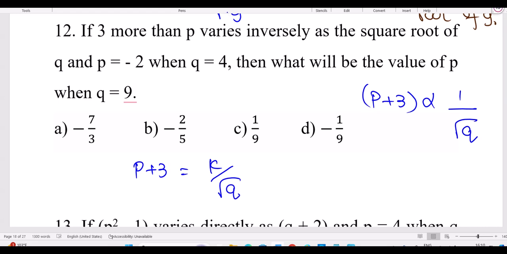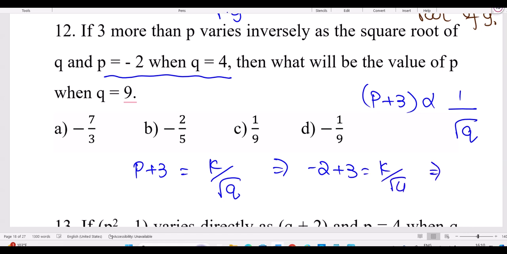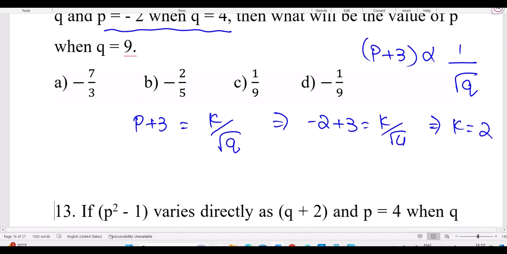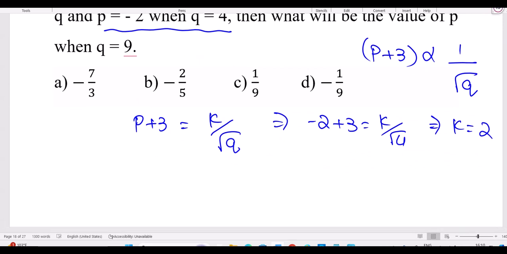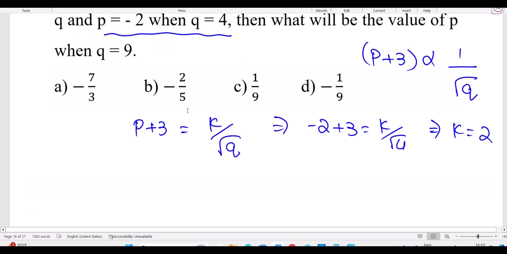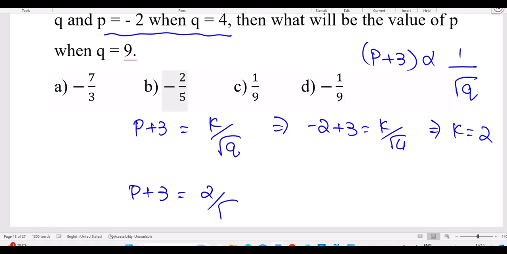You see what they have given? The p value is -2 when the q value is equal to 4. Then calculate the k value. Yes, you get k equal to 2. Then you will get the p-q equation with k substituted. Now one amount will be given, and you need to calculate the other one. It is simple. p plus 3 equals 2 divided by root q. Now they may give the p or q value, and you need to calculate the other one.